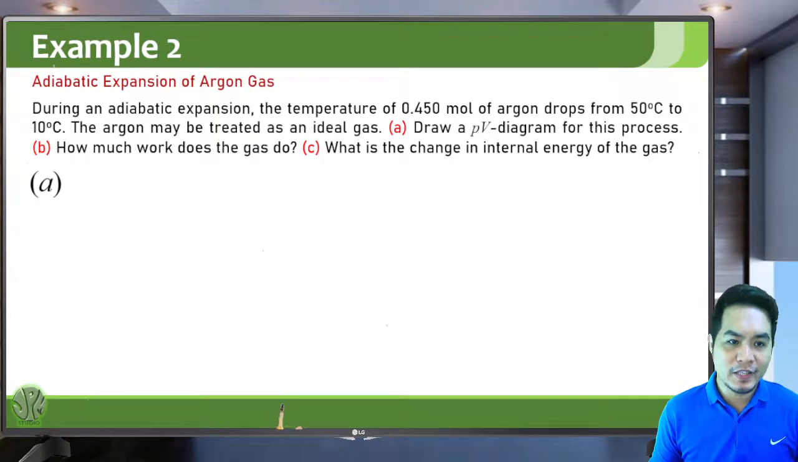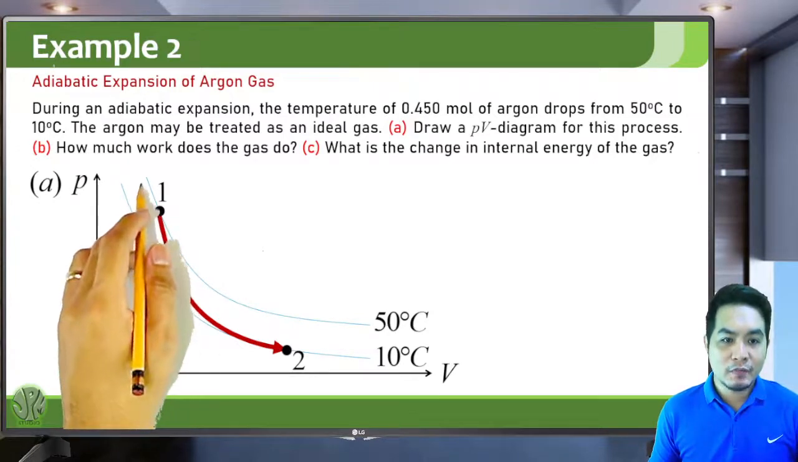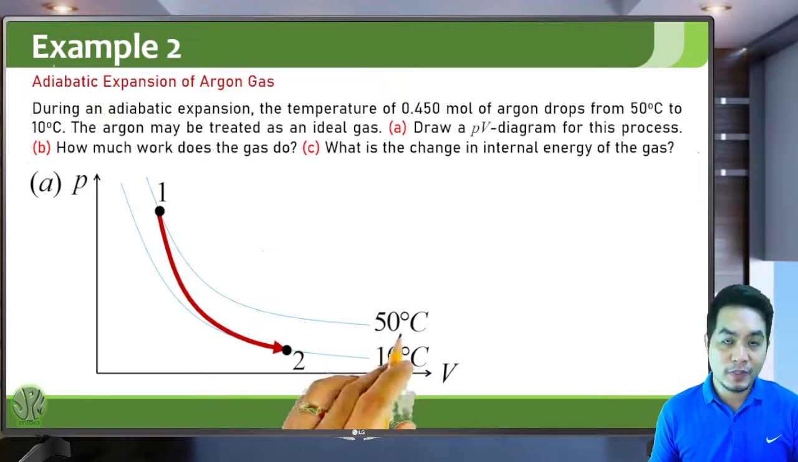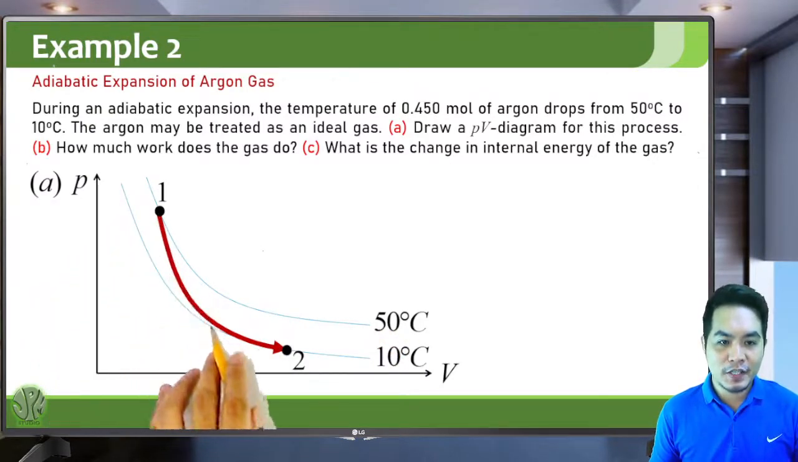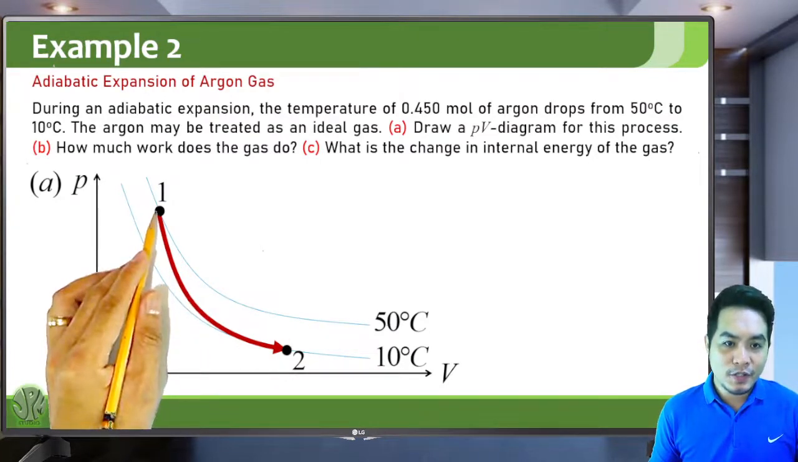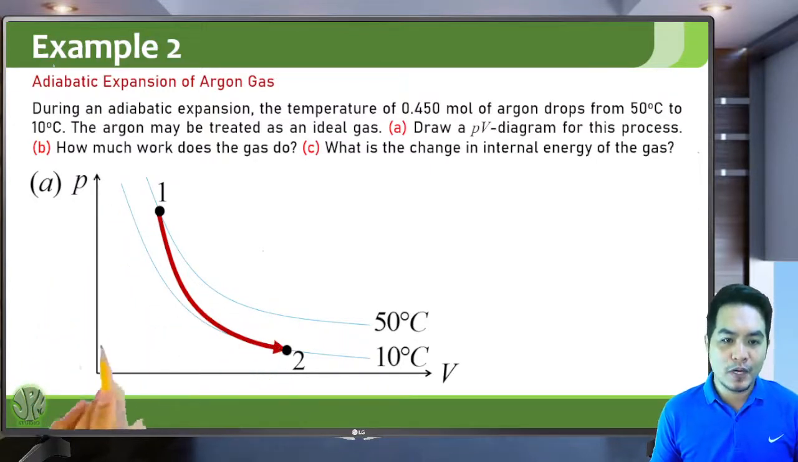So first, draw a PV diagram. This is an adiabatic expansion, so you have two isotherms here. This is the 50 degrees Celsius isotherm. You can convert this to Kelvin. And this is the 10 degrees Celsius isotherm. State 1 is 50 degrees Celsius, and it has a higher pressure as compared to state 2, which has a lower pressure. State 1 has a lower volume as compared to state 2, which has a higher volume. So this is the PV diagram for this case. There's a decrease in temperature.